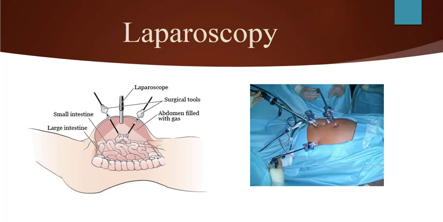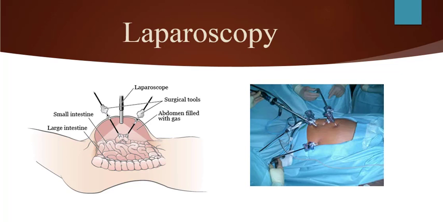Laparoscopy. Laparoscopy means to visually examine the abdominal cavity with a laparoscope, which is a thin lighted tube that contains a camera. The laparoscope is inserted through one or more small incisions in the abdominal wall. Carbon dioxide is used to inflate the belly, making the area easier to see. This procedure is minimally invasive and typically done under general anesthesia.